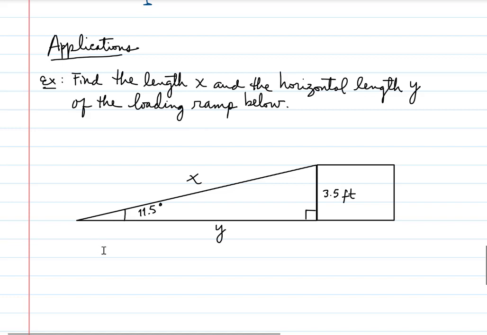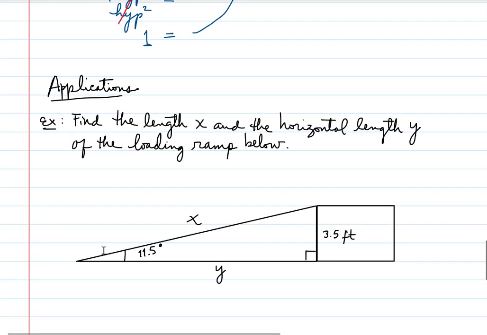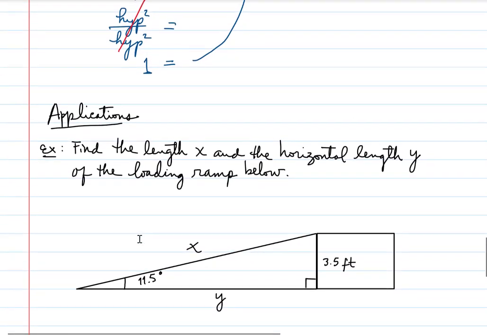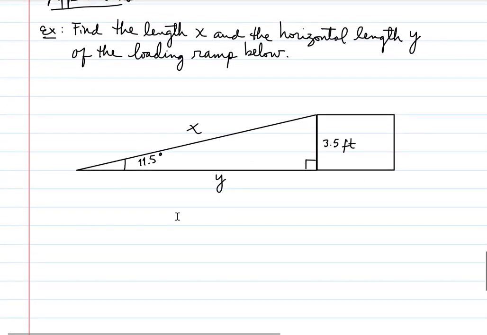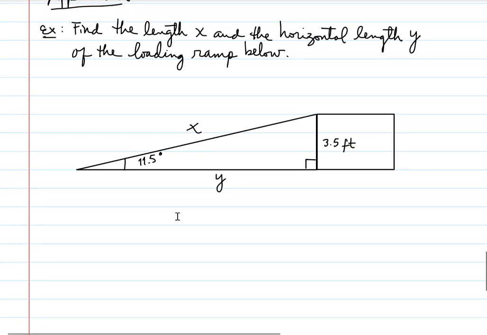Out of the 6, there are going to be 2 that you can use. So which one uses opposite and a hypotenuse? If you remember your trig functions, sine of 11.5 degrees is going to be opposite, which is 3.5, over hypotenuse.